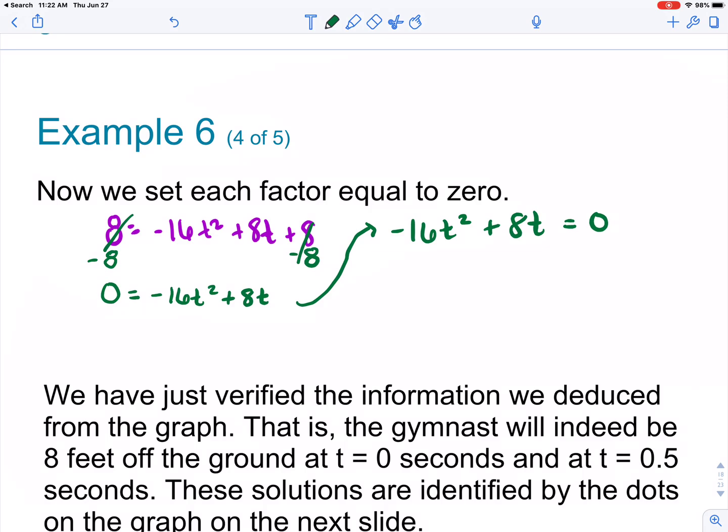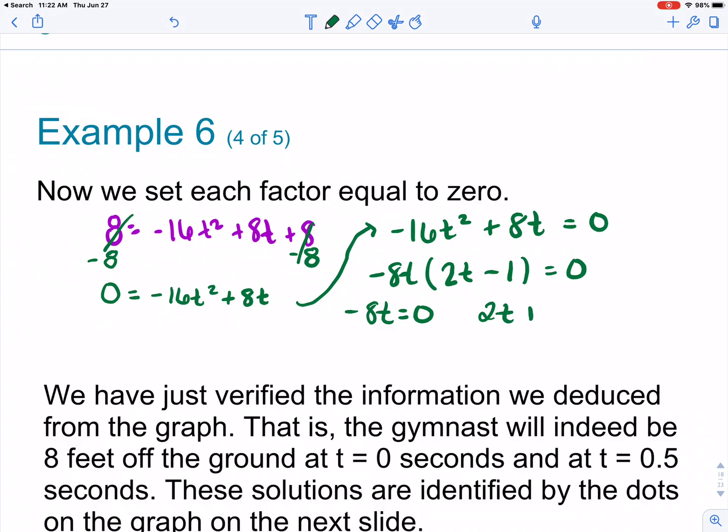Since it's just a binomial, I've got to factor something out of it. I'm going to take out the negative, and with 16 and 8, I can factor an 8 out, and I'm going to factor t out. So I'm going to take out a negative 8t. Negative 16t squared divided by negative 8t is 2t, and 8t divided by negative 8t is negative 1, equals 0. Set them both equal to 0.